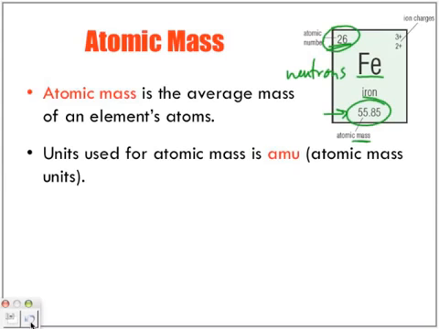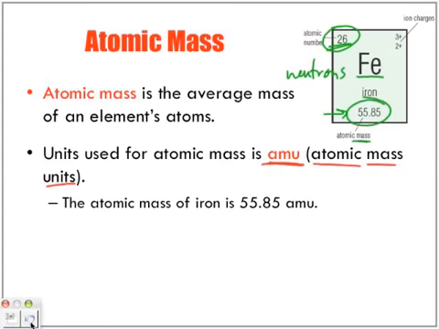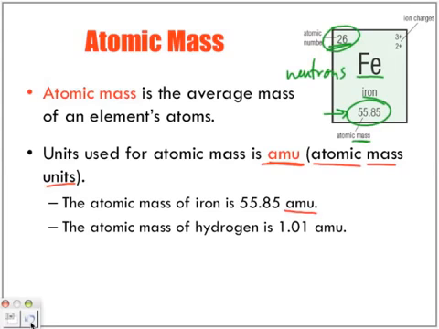Now, the unit used for atomic mass is AMU. That stands for atomic mass units. So, 55.85, if we want to put a unit to it, you know how we put centimeters, meters, kilometers, hours, seconds, grams, there are units associated to atomic mass, and we use AMU. So the atomic mass of iron is 55.85 AMU. That's the unit that we use. The atomic mass of hydrogen, if you look at the periodic table, is 1.01 AMU. We don't put the AMU on the table, but you should know that those are the units that we use for atomic mass.